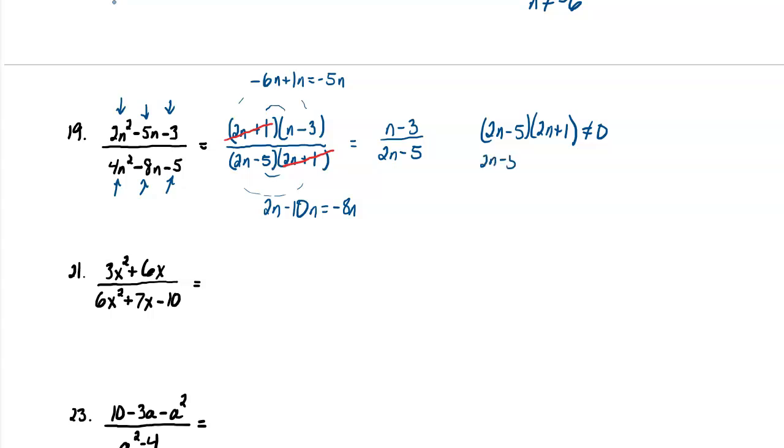This means that the 2n minus 5 cannot be equal to 0, or that the 2n plus 1 cannot be equal to 0. Adding 5 and dividing by 2, you get 5 over 2. Subtracting 1 and dividing by 2, you get negative 1 over 2. Now I'm going to write the final answer on the right. n minus 3 over 2n minus 5, comma, with the restriction that n cannot be equal to 5 halves, or that n cannot be equal to negative 1 half.